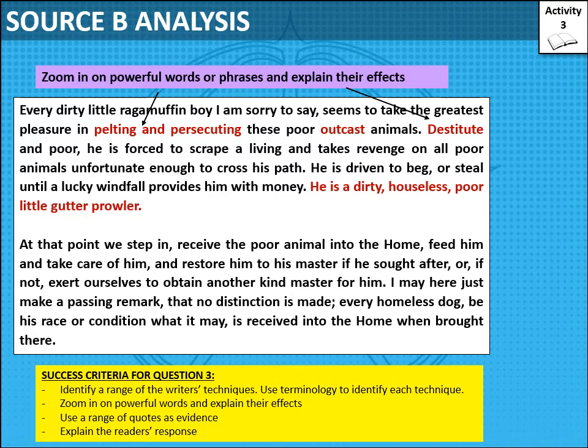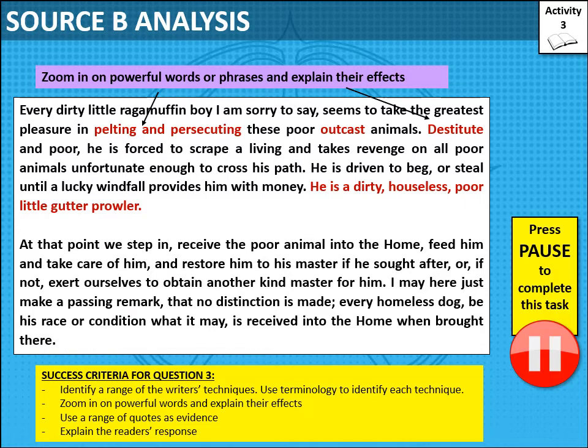For activity 3, you need to read the rest of source B in the booklet. Highlight and annotate around the extract in your work booklet, and pick out the powerful words and techniques that you spot. You can also use the glossary in your workbook to help you. Press pause to complete this task, and then press play when you're ready to move on.